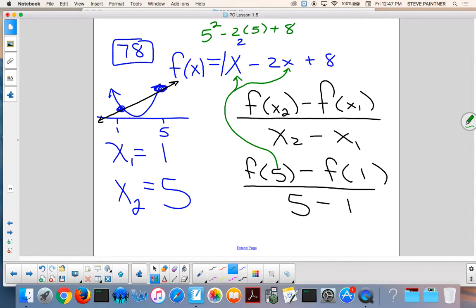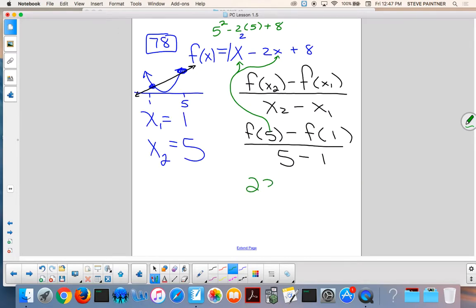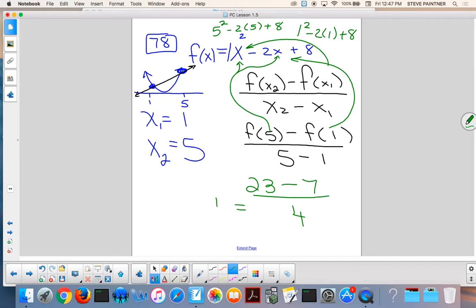So what is f of 5? 23. Okay, you are correct. It is 23. Now do f of 1. That'd be 1 squared minus 2 times 1 plus 8. That is what? 7? Okay. So 23 minus 7 is 16, over 4, which is 4.